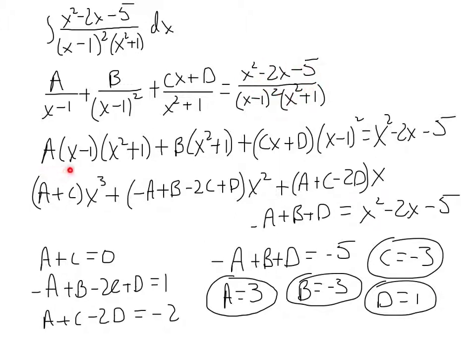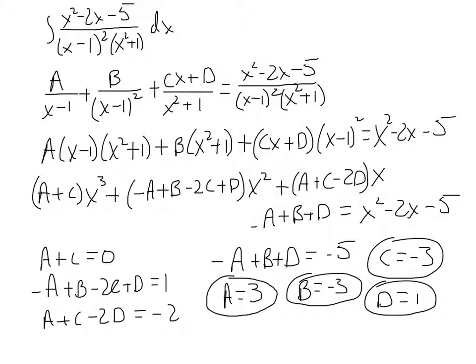Multiply, clear the fractions out, and we're going to wind up with A times (x minus 1) times (x squared plus 1) plus B times (x squared plus 1) plus (Cx plus D) times (x minus 1) squared. Of course, that's going to equal x squared minus 2x minus 5. I am skipping a little bit here in the process of multiplying these factors out, but in the end, what we're going to wind up with is (A plus C) times x cubed plus (minus A plus B minus 2C plus D) times x squared plus (A plus C minus 2D) times x, and then minus A plus B plus D is going to be equal to x squared minus 2x minus 5.